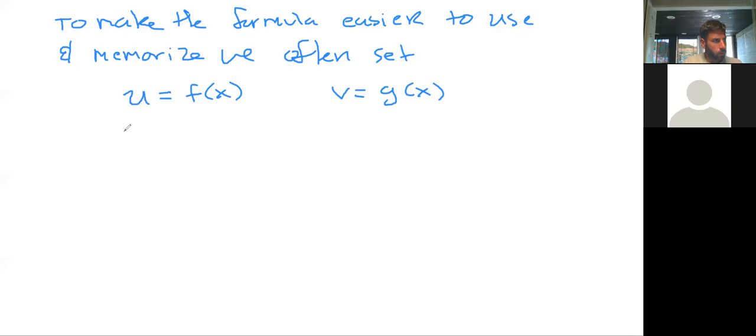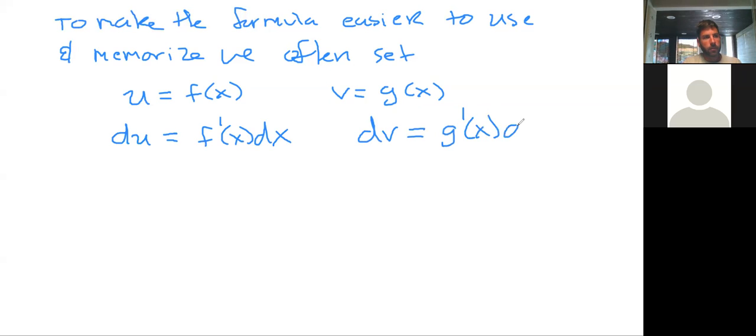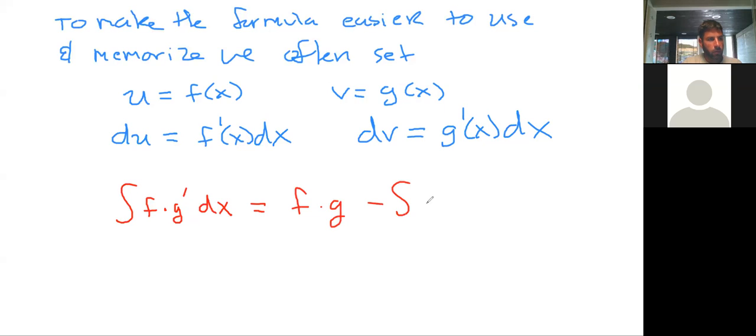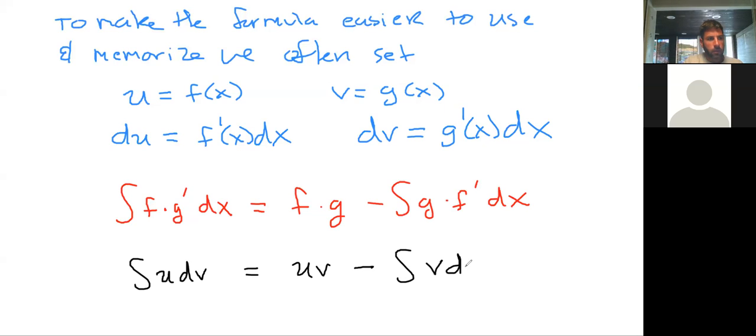And when you do that, du is f prime of x dx. We use our differential notation. And dv is g prime of x dx. And so we can write the formula in a more compact way. The original formula was the integral of f times g prime dx is equal to f times g minus the integral of g times f prime dx. If you replace these symbols with the corresponding u's and v's, you can write it as u dv equals uv minus the integral of v du.